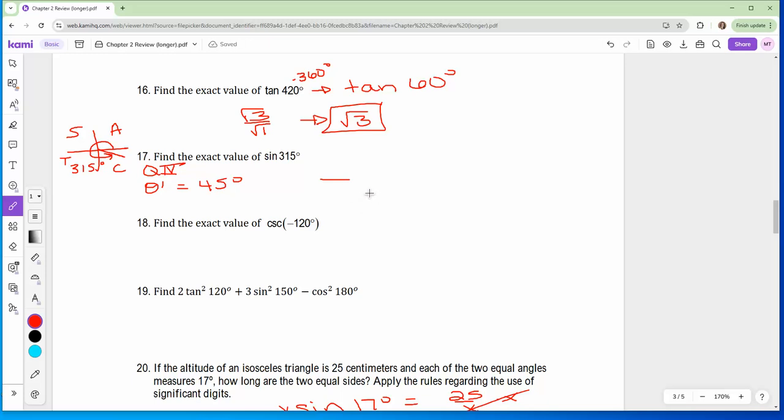Then I'm doing my hand trick, so 45 sine is the square root of the top over 2, so it's negative radical 2 over 2. Negative because of the quadrant, the radical 2 over 2 because the reference angle is 45.